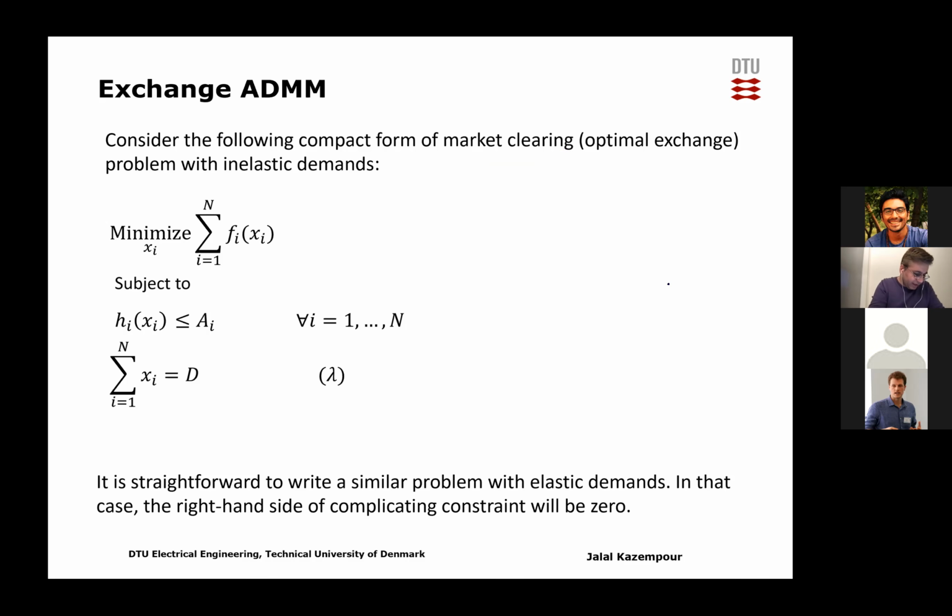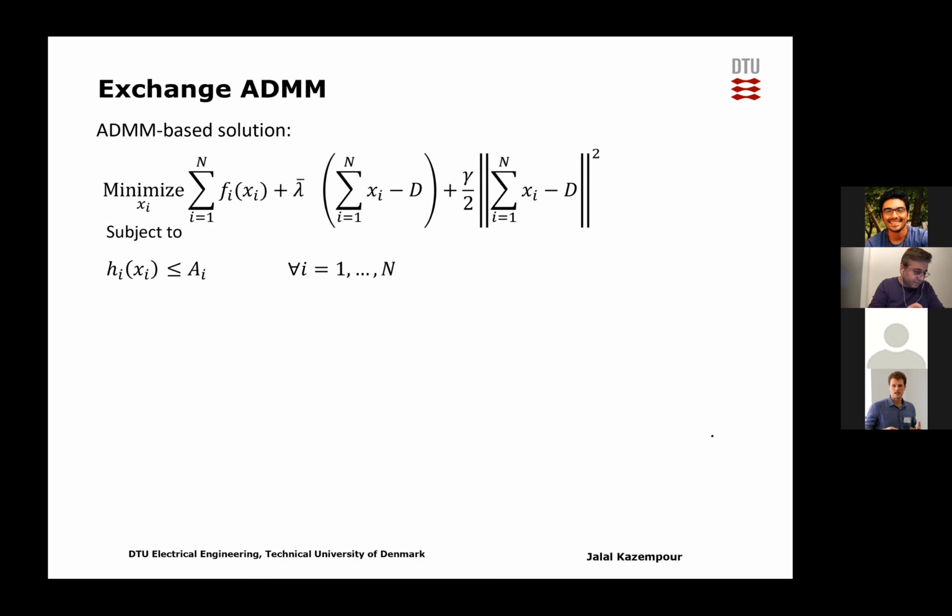So, here again, we assume that our demand is inelastic, but just if it's elastic, it will be xi minus t is equal to 0 for all generators. So not a big change. So again, we can use ADMM to solve the problem for each I.